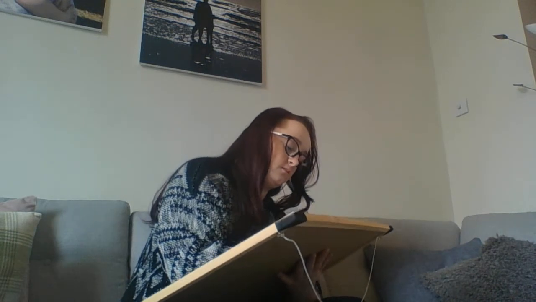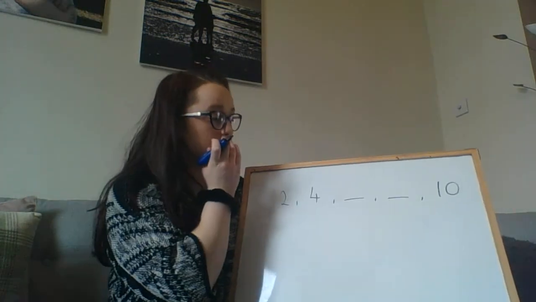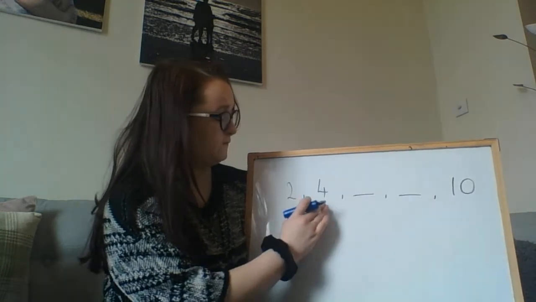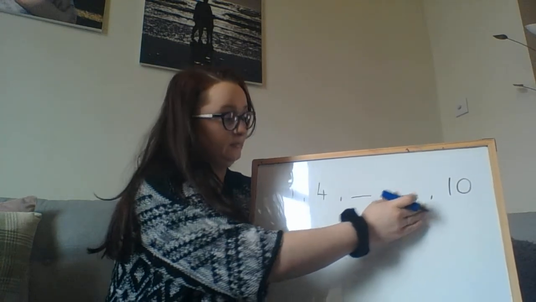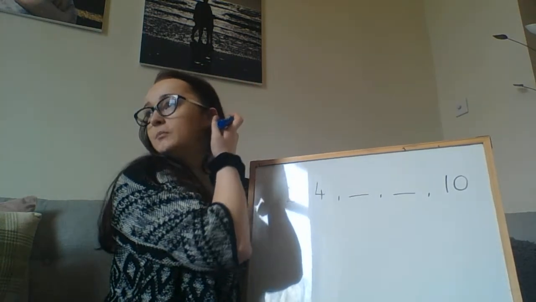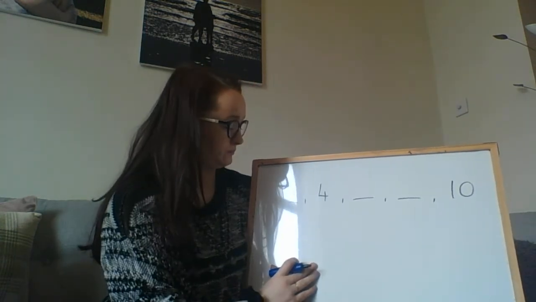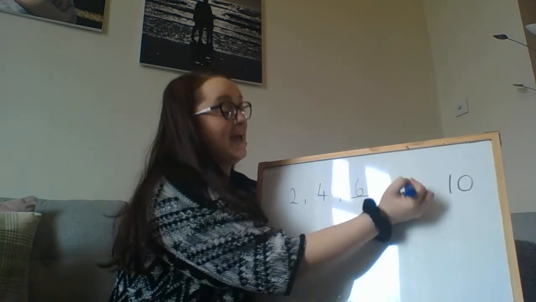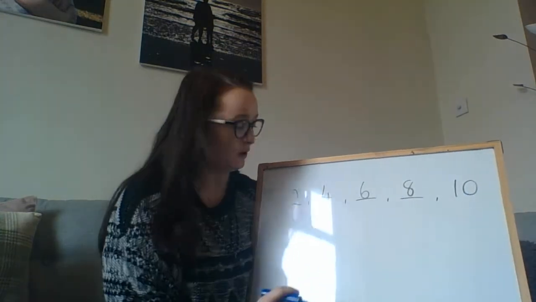So, if I have this one, I've made this one a little bit trickier. We've got 2 missing ones. So, if we count, we've got 2, 4, 10. What do you think these missing numbers might be? 2, 4, 6, 8, 10. Super. Well done, Year 3.